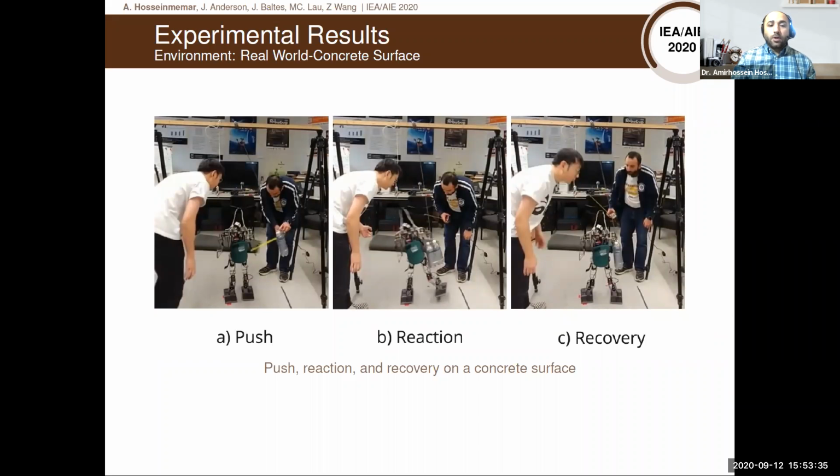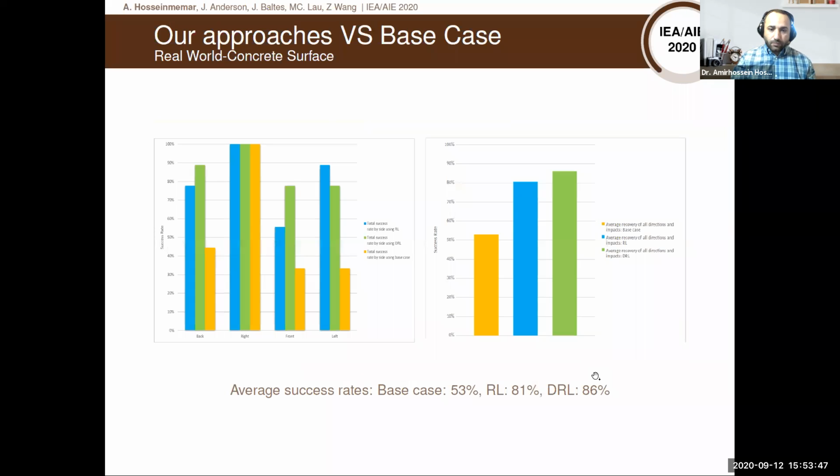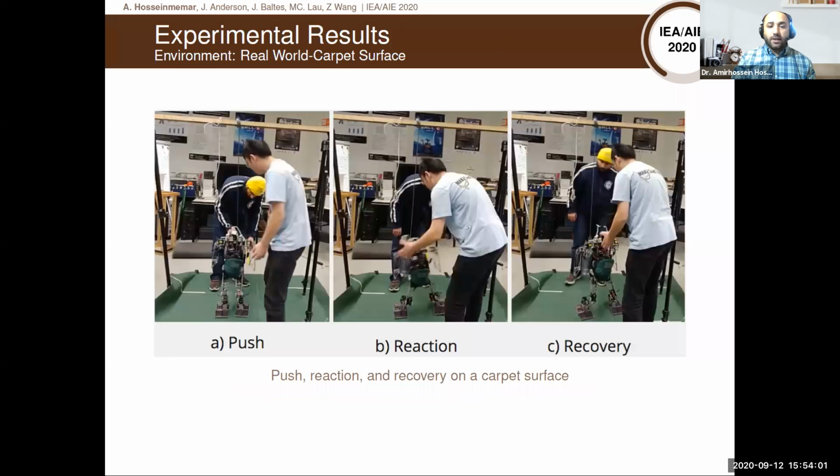Here's an example of hitting the robot from the left side of the robot with a 2 liter bottle, and the robot absorbed the push and it recovers successfully. The average success rate for this on concrete in the real world was, for the base case, 53%, for reinforcement learning 81%, and deep reinforcement learning 86%.